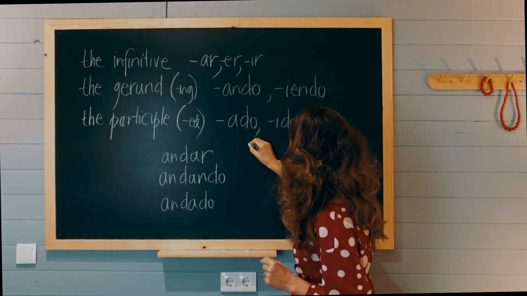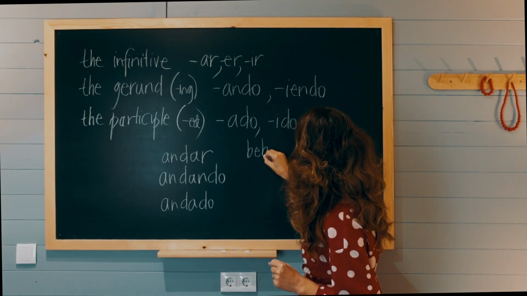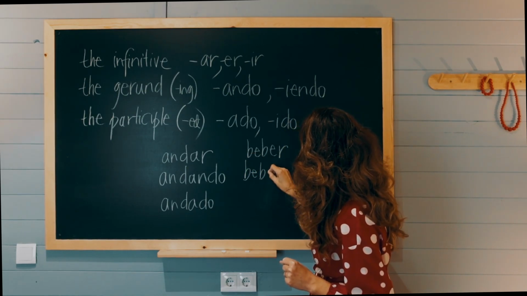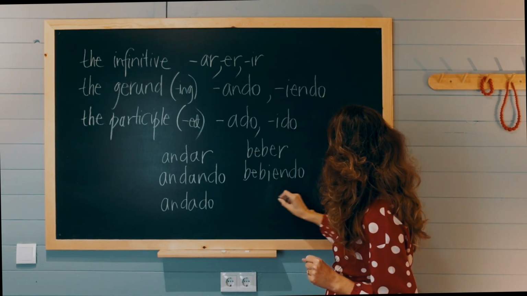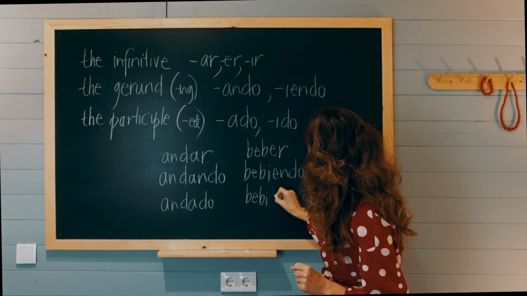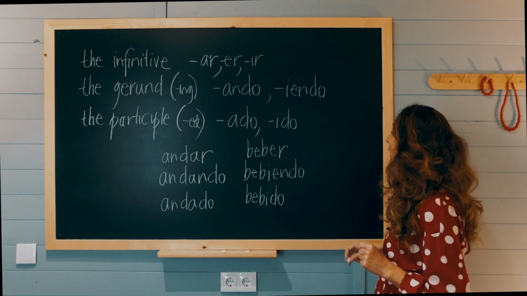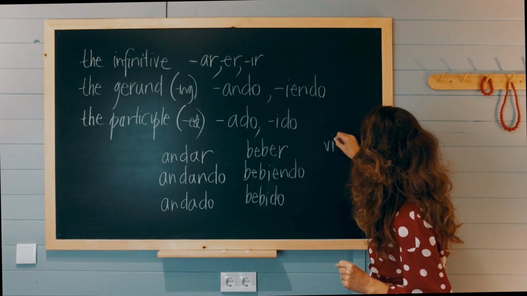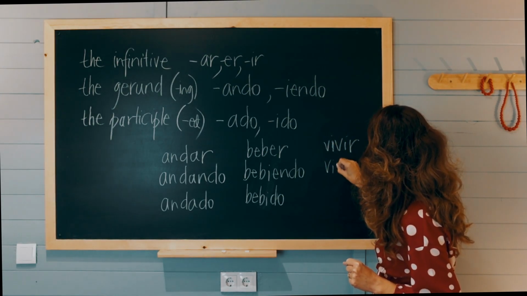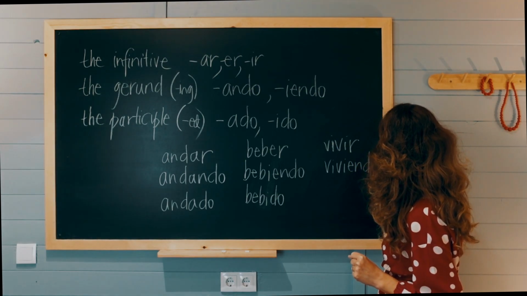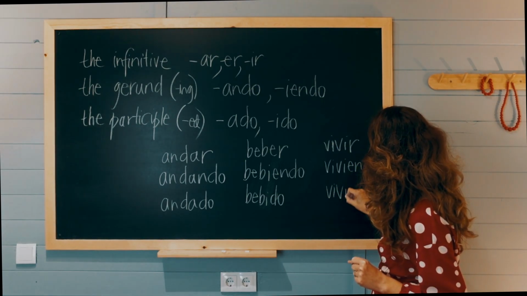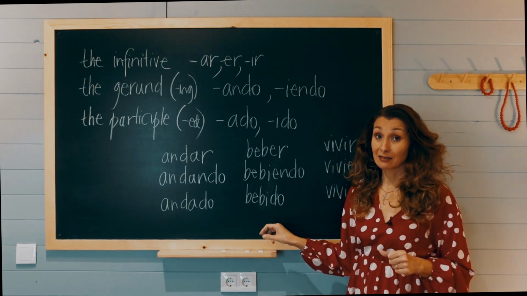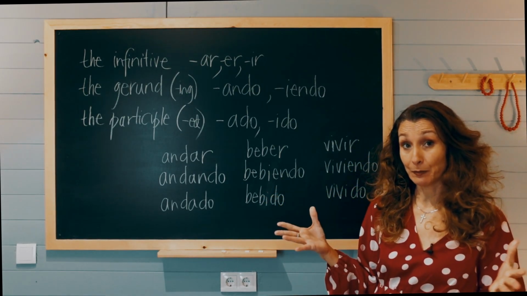Er, let's say beber, to drink. Beber is the infinitive. Bebiendo, the gerund, and bebido, the participle. And then the ir, an example of ir, vivir, to live, viviendo, and vivido. Okay, why are these important and when do we use them?